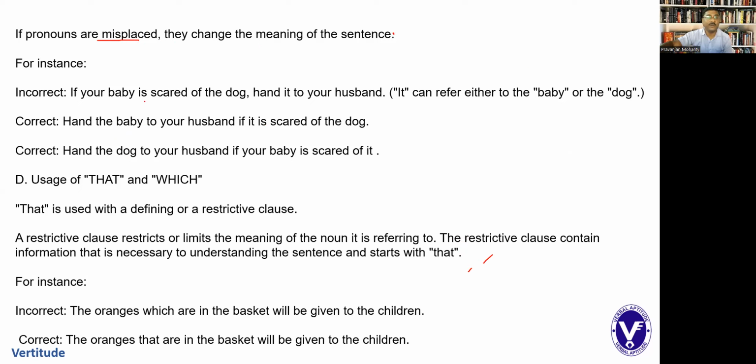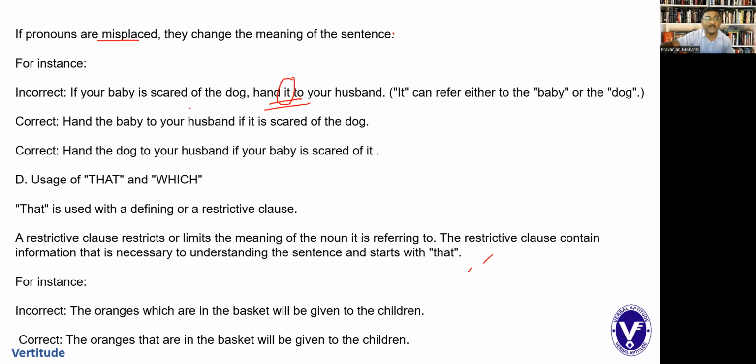For example, if your baby is scared of the dog, hand it to your husband. Right? If your baby is scared, hand it to your husband. किसको hand करेंगे? ये किसको? कुत्ता को ना बेबी को. Hand the baby to your husband if it is scared, or hand the dog to your husband if the baby is scared. कौन सा? So this also creates an ambiguity. We call it misplaced modifiers.